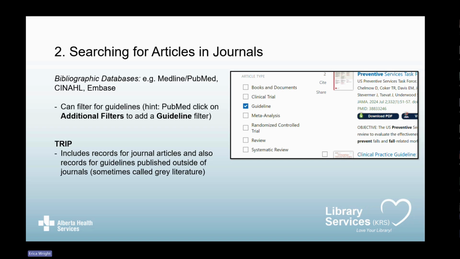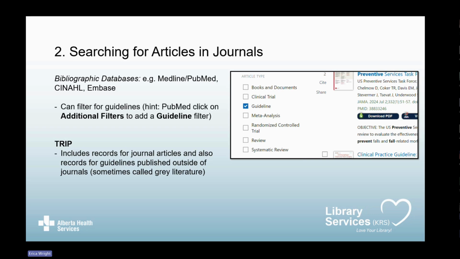So searching in those databases is definitely important. But one article database that I wanted to point out that is a bit unique is TRIP. And so TRIP is for turning research into practice, and they are an evidence-informed or evidence-based tool. And it's a little bit unique because it searches across scholarly journals, but the TRIP team also manually look for guidelines published outside of journals. So let's take a look.